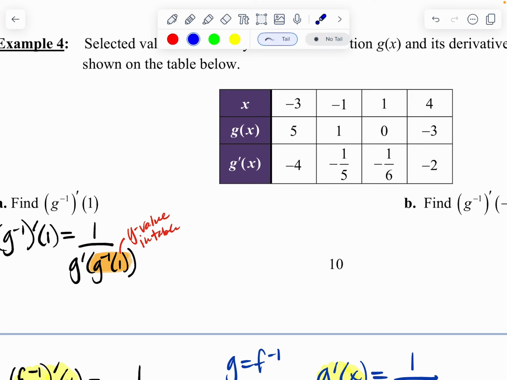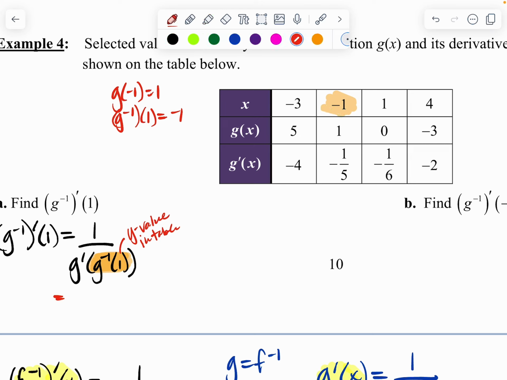So I'm going to go along here in g of x and see where g of x equals 1. So g of x equals 1 right here. And when g of x is 1, x is negative 1, right? So what we know is that g of negative 1 is 1. So g inverse of 1 is negative 1. All right. So g inverse of 1 is negative 1. That's what we're going to plug in there.